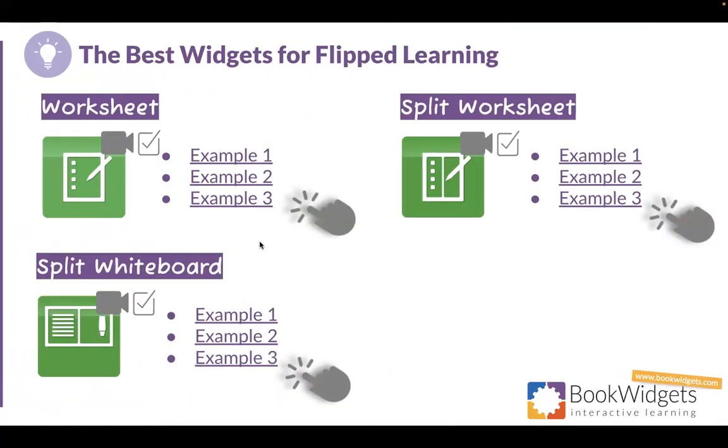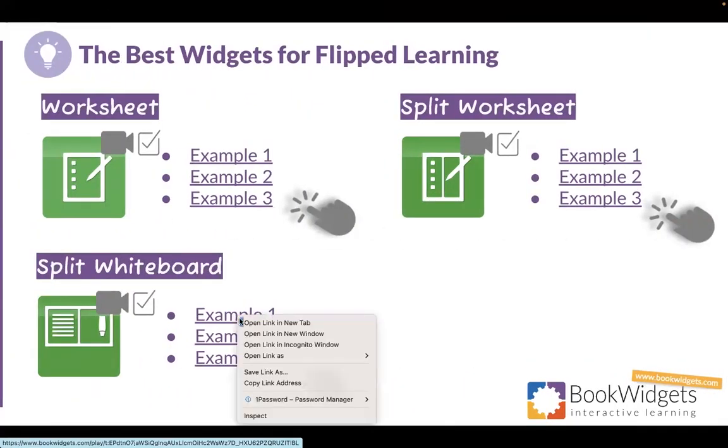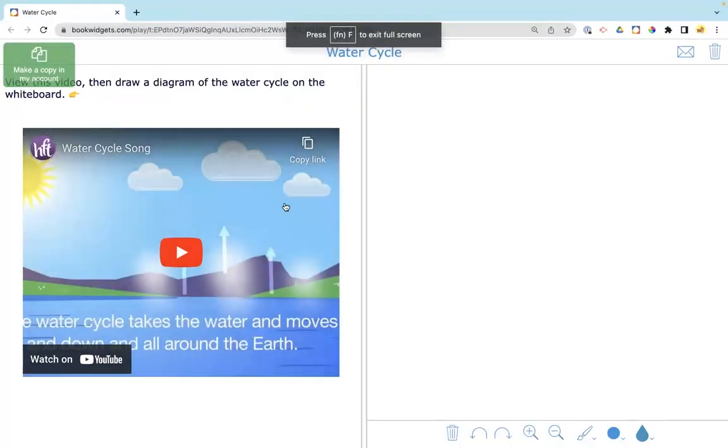Let's take a look at a split whiteboard. Here, students will view a video of the water cycle, and then on this side of the whiteboard, use the tools to draw a diagram that was represented in that particular video. So how do I know that they watched? Well, I'll see by how they've recreated the diagram.